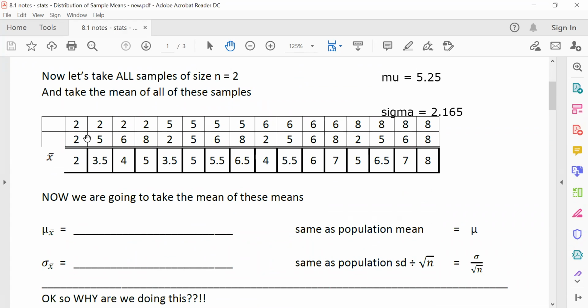So for this first sample of size 2, the average value is going to be 2. For this next sample of size 2, which has the numbers 2 and 5 in it, the average value is going to be 3.5. For this next sample with 2 and 6 in it, the average value is going to be 4. And so on. We can compute the average value all the way down the line.